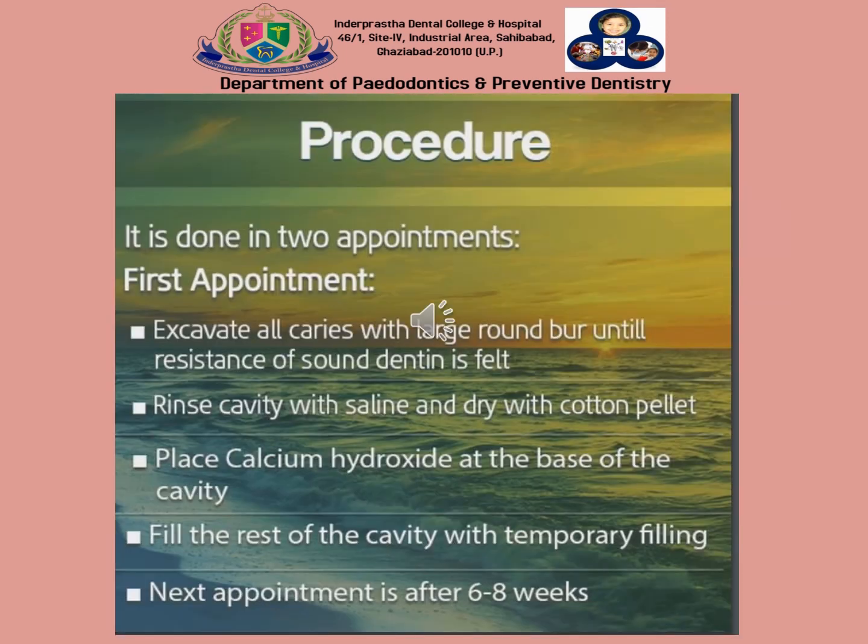So now let's start with the procedure. It is done in two appointments. In the first appointment, we excavate all the caries with a large round bur until resistance of sound dentin is felt. Rinse the cavity with saline and dry with a cotton pellet. We place calcium hydroxide at the base of the cavity. Fill the rest of the cavity with a temporary filling, and we give the next appointment after 6 to 8 weeks.